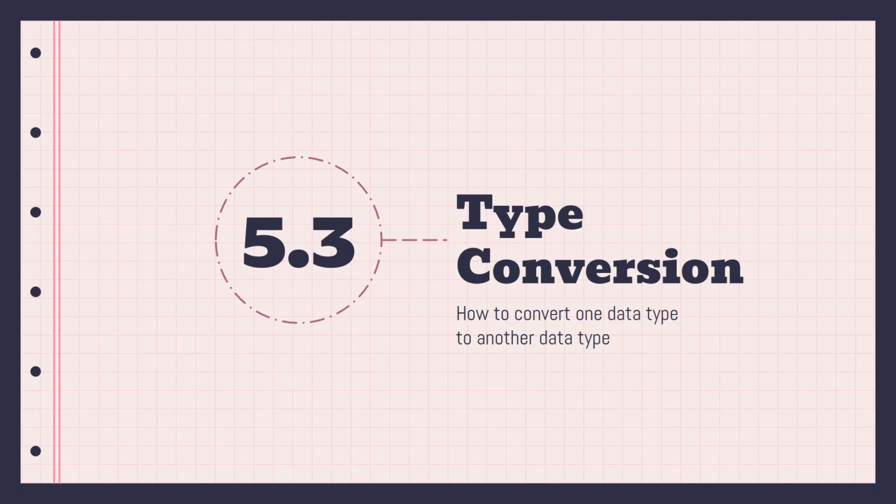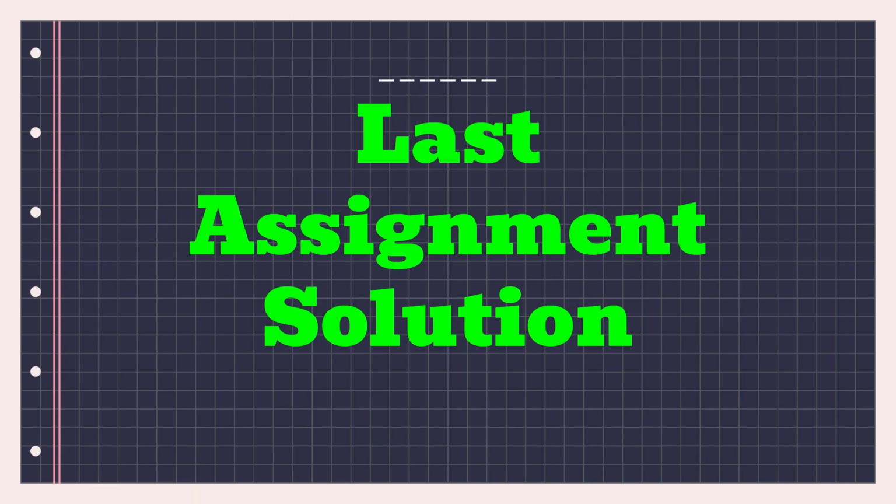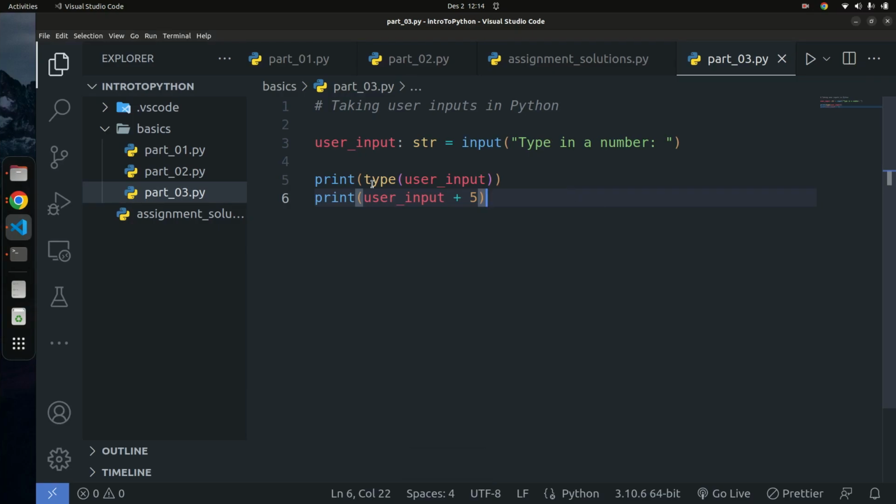Before we deal with type conversions, let's actually write the code for the last assignment. In the last assignment, we were asked to create a program that takes in your username, your age, and the city in which you live, and print it out on the screen. So let's go ahead and write the solution to this before we jump into dealing with type conversions in Python. I'm just going to delete all of this.